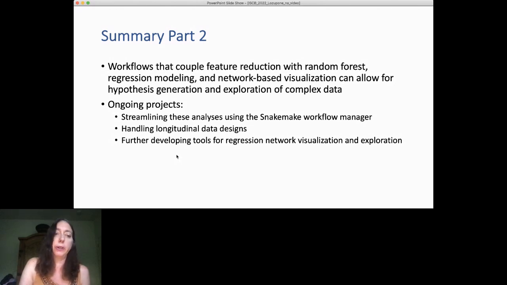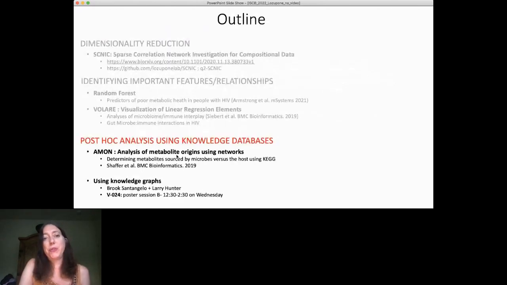So in the third part of my talk, I'm now going to talk about what do you do once you've identified these important features or these important relationships between features. How can you use knowledge in the literature to try to develop sophisticated hypotheses that are worth spending the time and expense it takes to test them in the lab?